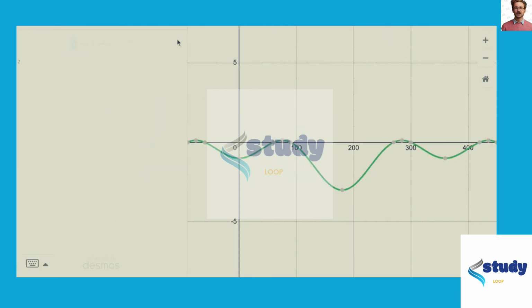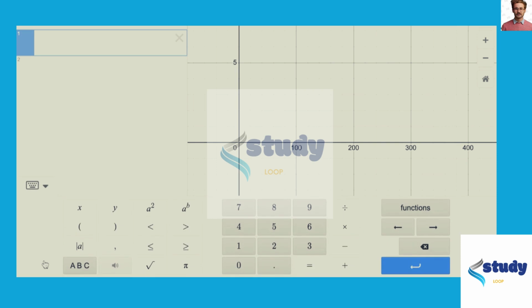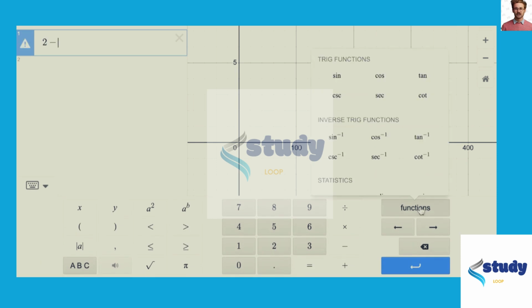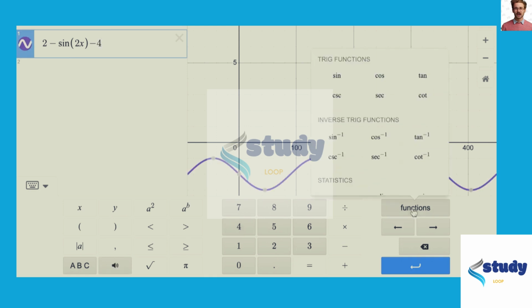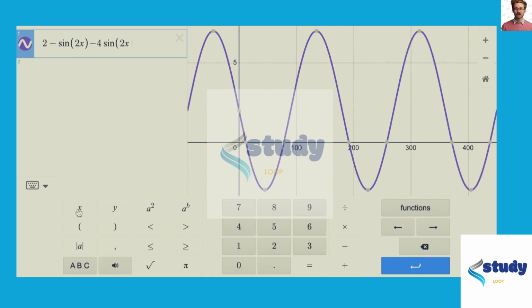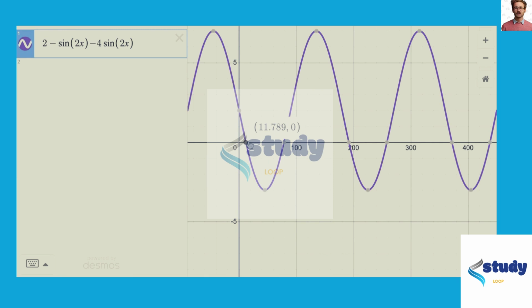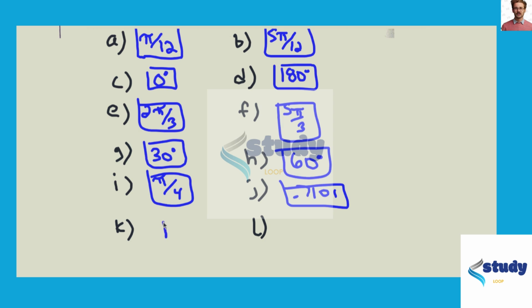For K, 2 minus sine 2x, and then we'll subtract 4 sine 2x. For a solution, to the nearest tenth would be 11.8 degrees.